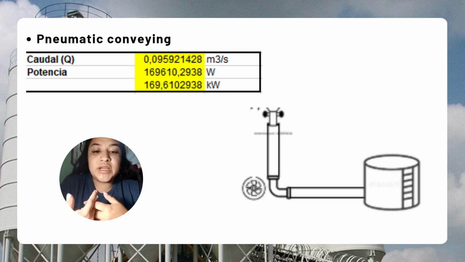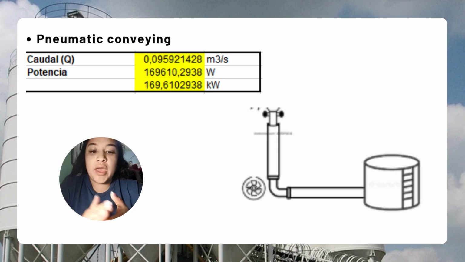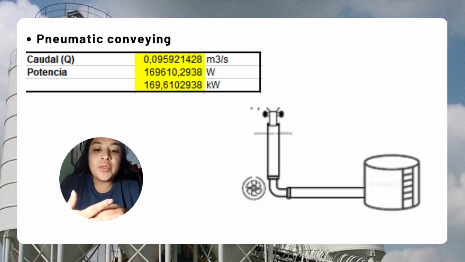Once we obtained the flow rate of 0.1, we could calculate the blower's power requirements. Additionally, we need to know that a cyclone separator is the best method for separating our solid material from the dry air, and that our blower should have a power rating of 169.6 kilowatts.